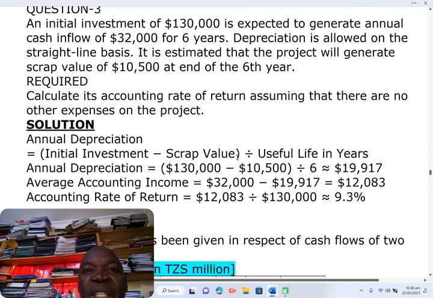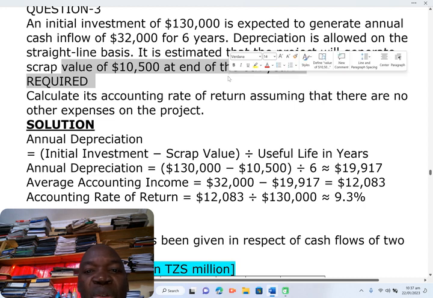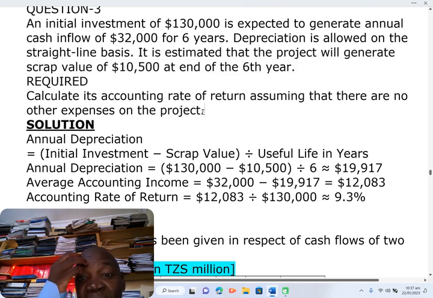Initial investment is 130. It is expected to generate an annual cash flow of $32,000 for 6 years. Depreciation is allowed on a straight-line basis. It is estimated that the project will generate a scrap value of $10,000 at the end of 6 years. So you can solve this one here, and I'm sure there's no problem.